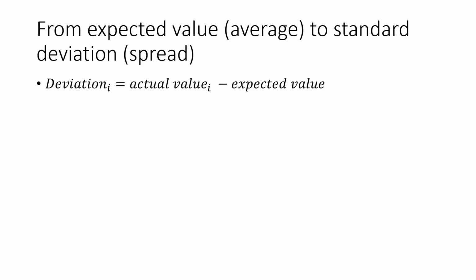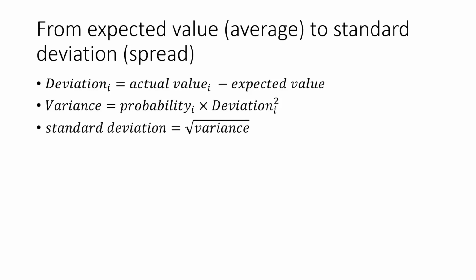So how do we get standard deviation and variance from the average or the expected value? The first step is to calculate the deviation. The deviation is actual minus expected value, and then square the deviation, multiply it again with the probability and then add it up to get the variance. So variance is the sum of probability i times deviation of i squared, and the standard deviation is the square root of variance. So there should be a summation sign right there.